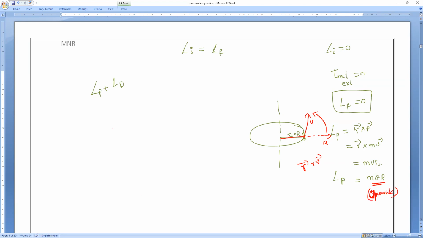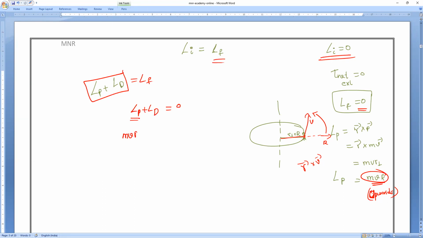So now see, initial angular momentum is 0. Final angular momentum means the person is also running and the disk is also running. So if initial angular momentum is 0, then final angular momentum also becomes what? 0. Clear? So now the final angular momentum of a person is m v R.